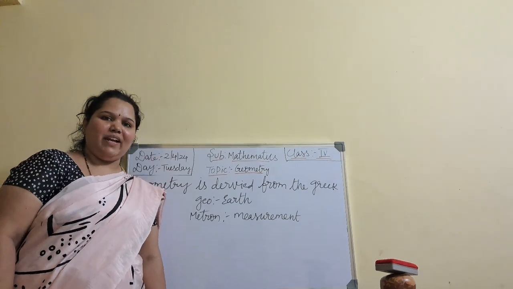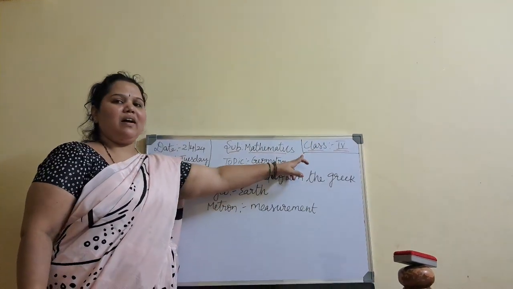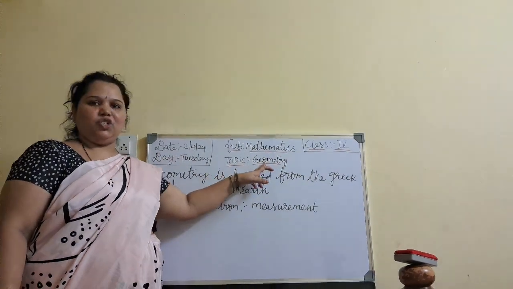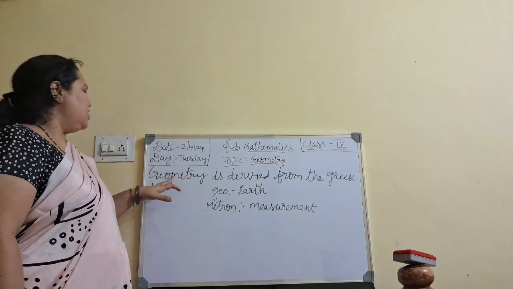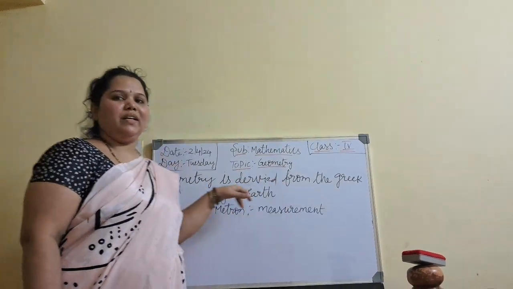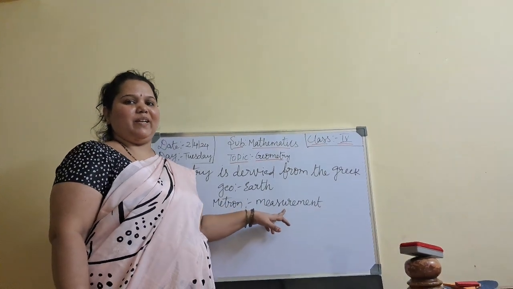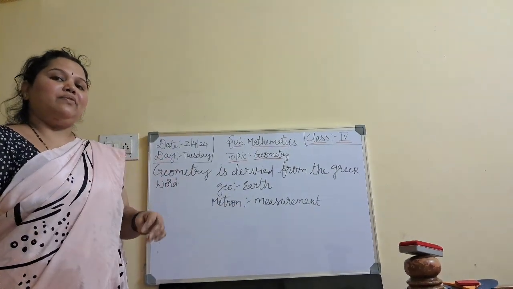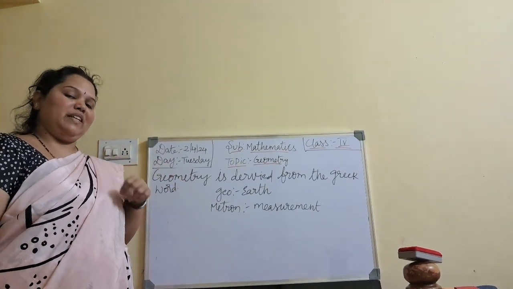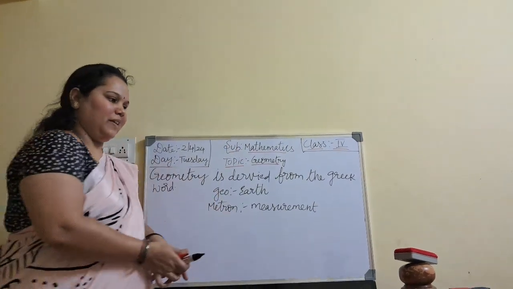Today I would like to give a demo on mathematics for class 4, and my topic is geometry. What is geometry? Geometry is derived from the Greek word. Geo means earth, metron means measurement. So we have two types of geometry: one is plane geometry, another one is solid geometry.